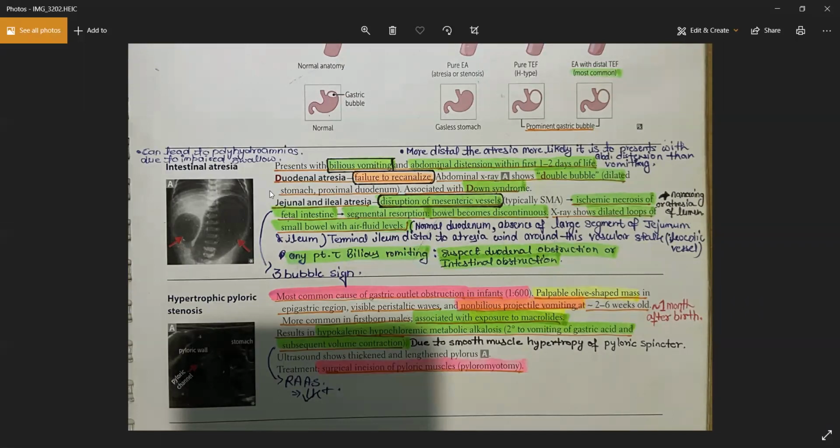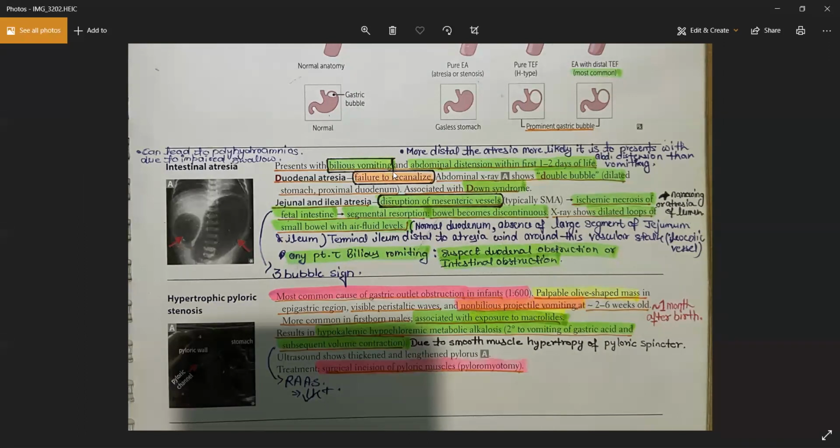If the obstruction is very proximal, then vomiting will be the most prominent symptom. And if this blockage is in the distal part, then constipation and bloating will be the prominent symptoms. So how will a patient with intestinal atresia present?